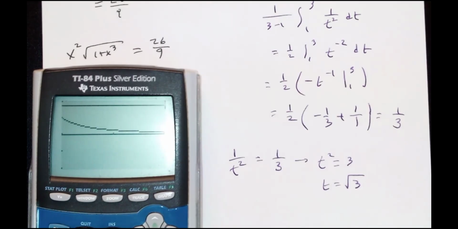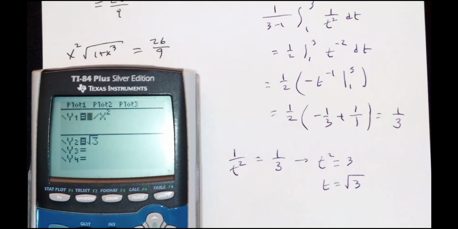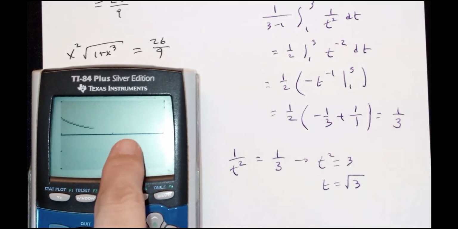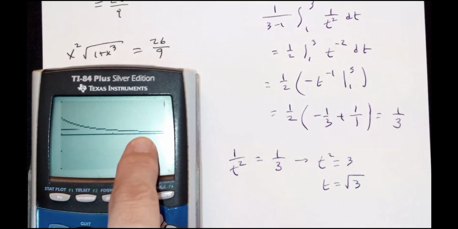What did I mess up? Oh, I know what I messed up. I'm not supposed to graph the square root of 3. I'm supposed to graph 1/3. Supposed to graph the average value. They'll cross at the square root of 3, which should be here somewhere, 1.7.